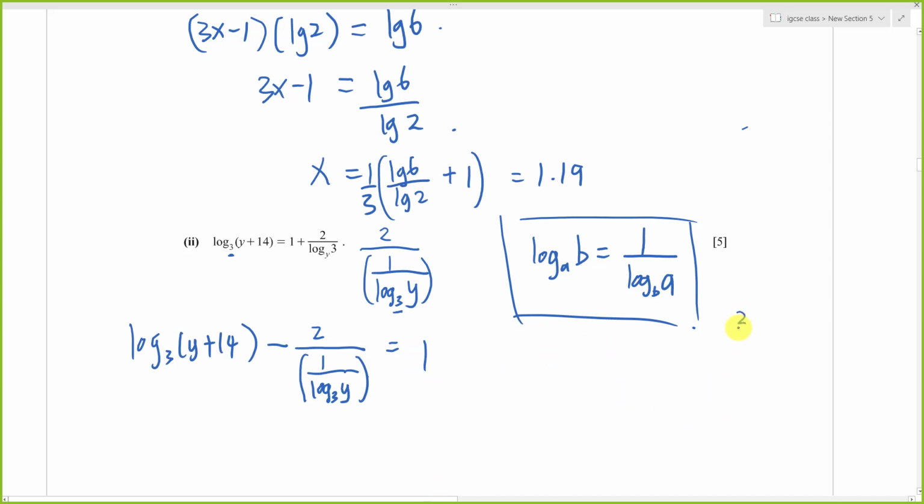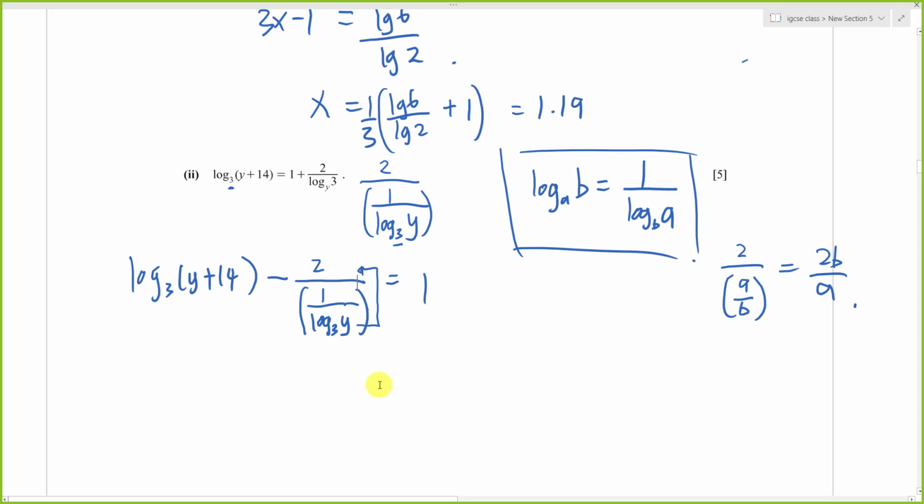And then we learn about the fraction thing, right? If a, b like this, 2 divided by a over b, is actually equal to 2b over a, right? Okay, so basically I need to move the lowest level to the top here. Then 1, I will just leave it there. So I will have log 3 y plus 14 minus 2 log 3y equals to 1.